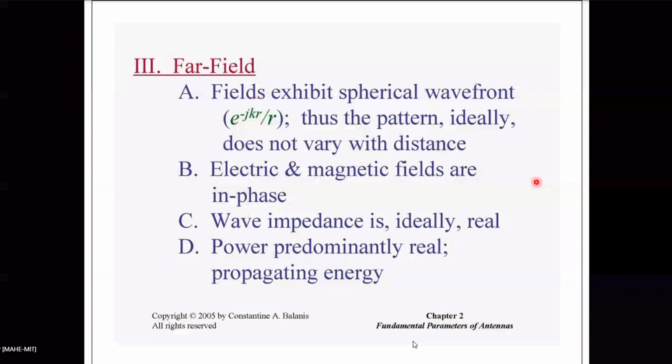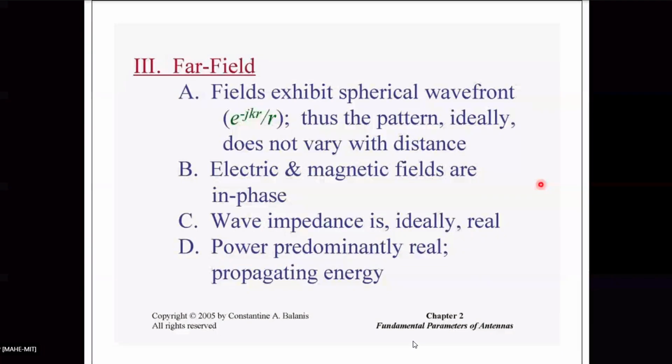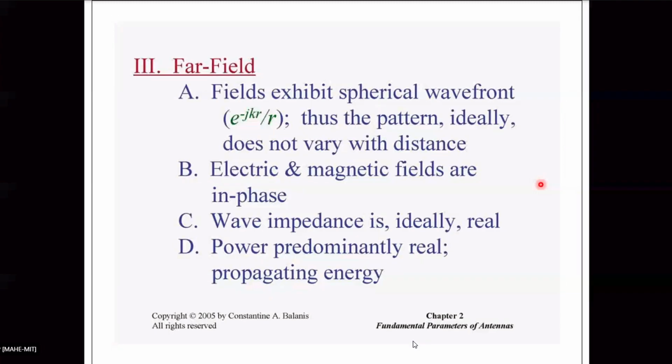Far field: the field exhibits a spherical wavefront. What do you mean by a spherical wavefront? When the wave propagates from the antenna, if you take a fixed R, you get a sphere, right? At fixed R, the phase angle has two terms. One is omega t, and the second one is distance. Why does it depend on distance? The wave takes a finite time to reach the point R, so there will be a delay. And what is that delay? jKR. Do you understand?